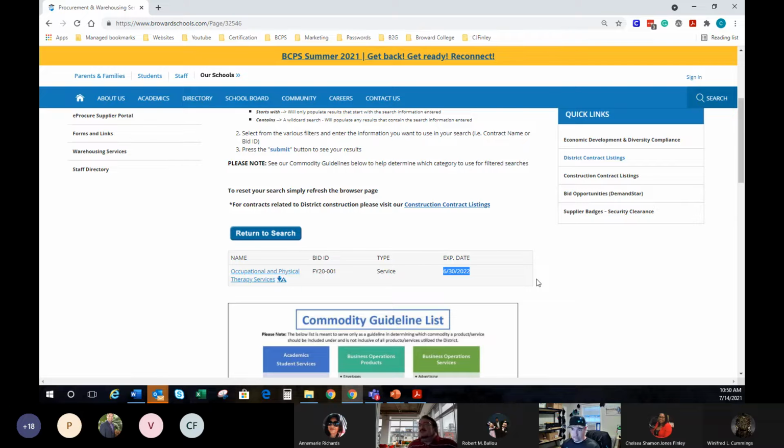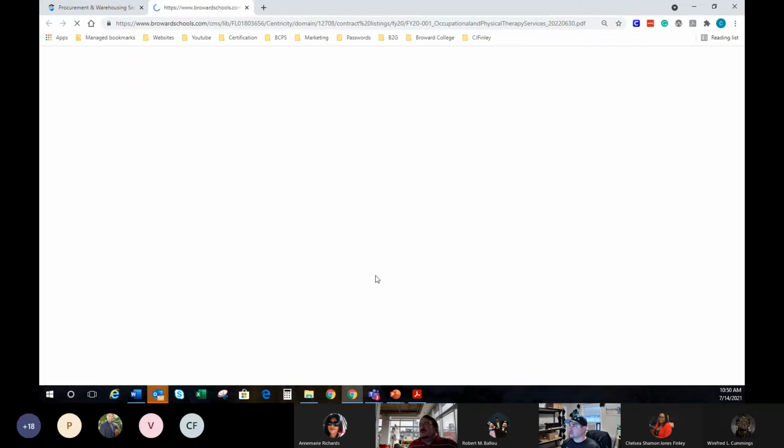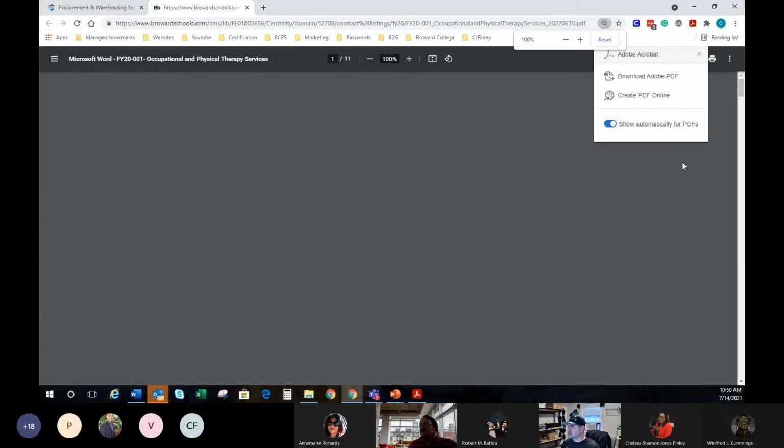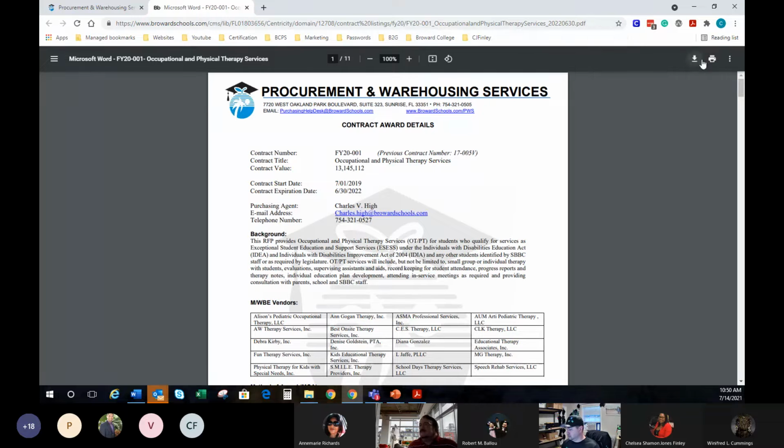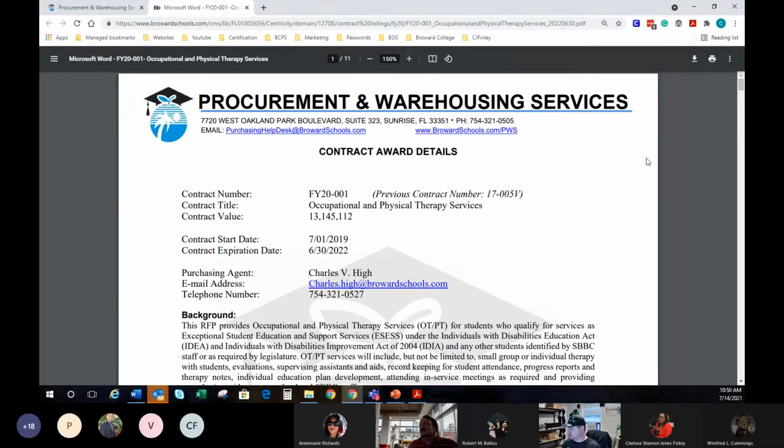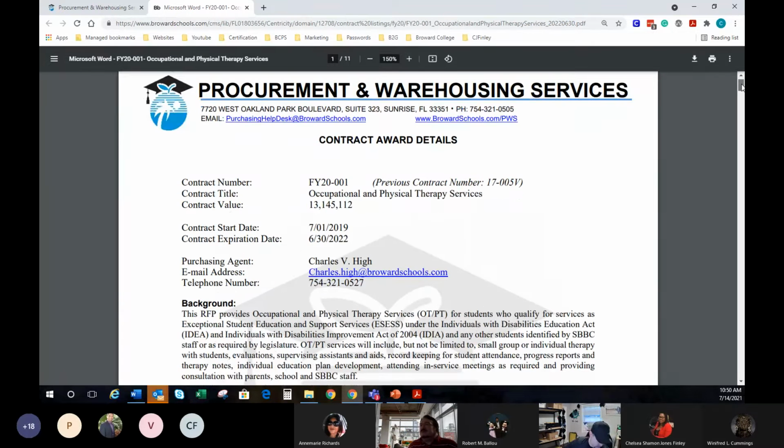So you may want to look at this information to see if your services would apply for occupational and physical therapy services. If you click on the name of the link, it will show you what our contract award information looks like. So basically, this is a detail of the award information for this contract FY 20-001.